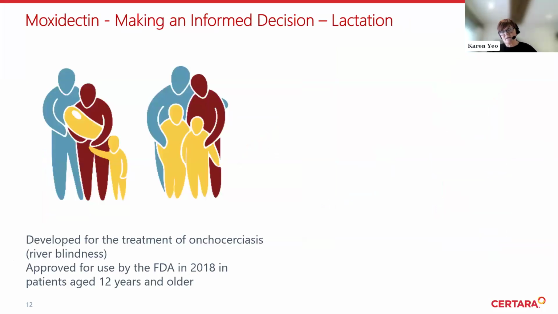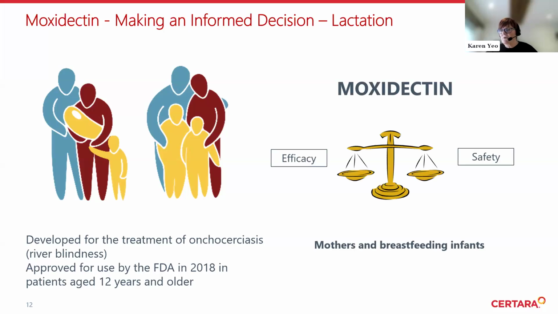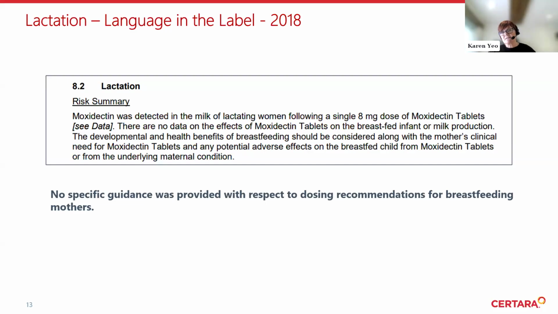So now I'm going to move on to this moxidectin example. This was a drug developed for the treatment of onchocerciasis, which is river blindness. And this drug was approved for use by the FDA in 2018 in patients aged 12 and older. When making recommendations about mothers and their breastfeeding infants, it's always a balance between efficacy and safety. We want the mothers to be treated, but we also want the breastfeeding infants to be safe. And therefore, for this particular example, this was the labeling language presented at the time of the original submission to the FDA.